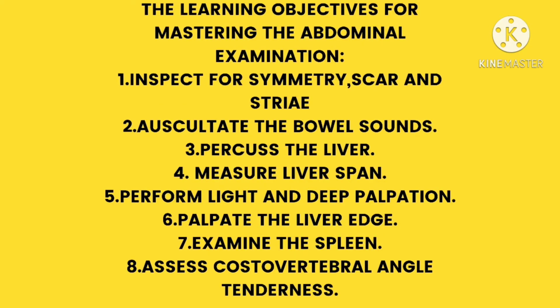The learning objectives for mastering the abdominal examination are to inspect for symmetry, scars, and striae, to auscultate the bowel sounds, to percuss the liver, to measure the liver span, perform light and deep palpation, and to palpate the liver edge, to examine the spleen, and to assess the costovertebral angle tenderness.